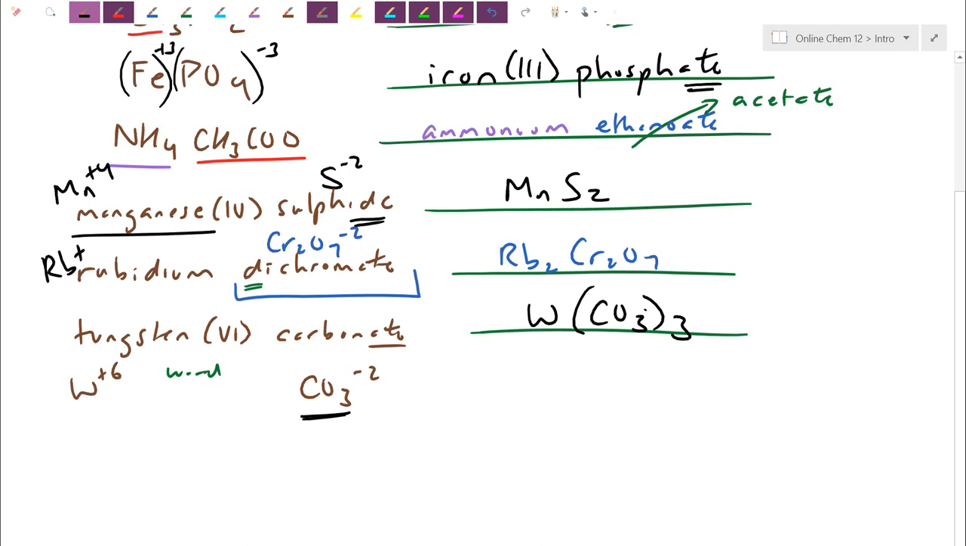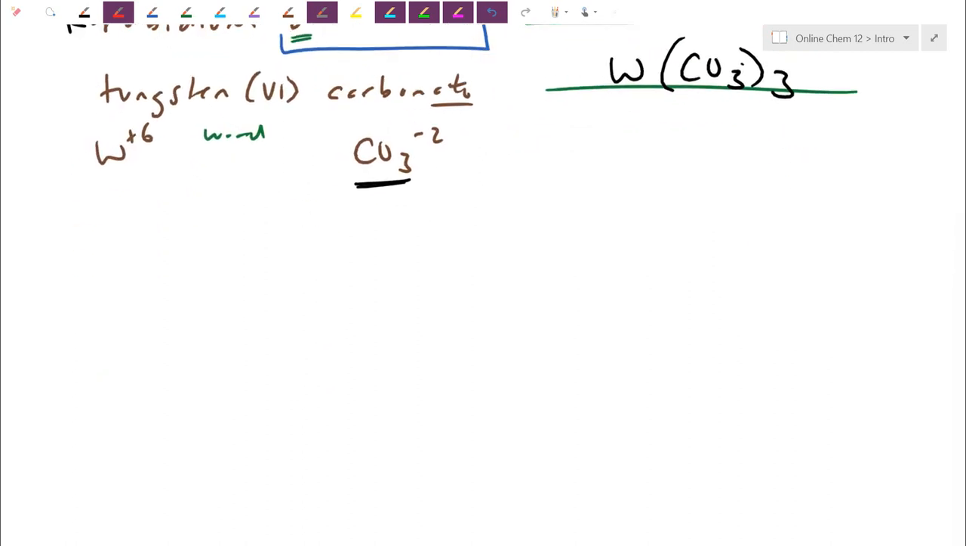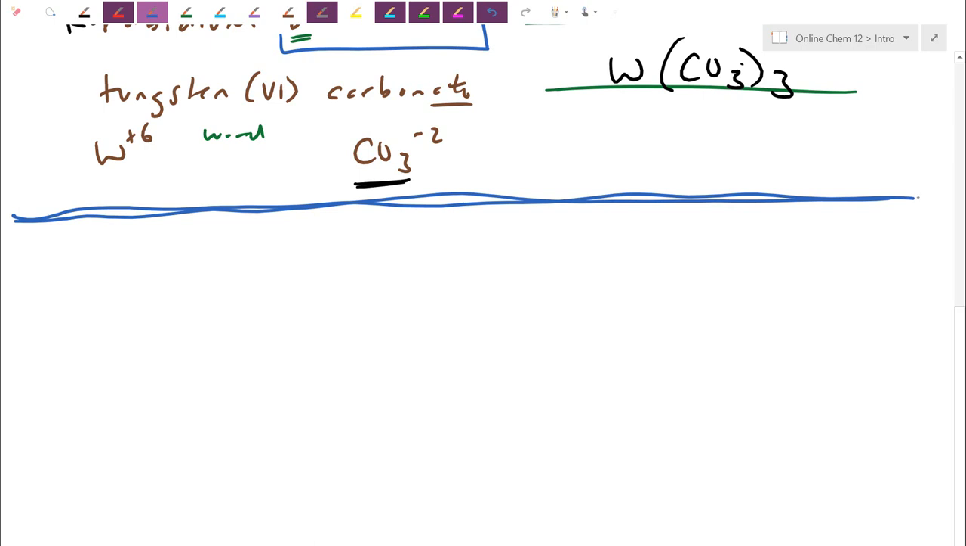All right? So hopefully you were able to name those ionic compounds here with no trouble. Let's just rehash a little bit with naming of acids. In this course here, we're going to spend a whole chapter looking in more detail at acids and bases. So let's just practice a little bit of naming here. So naming of acids, and we'll work our way over to covalent compounds.